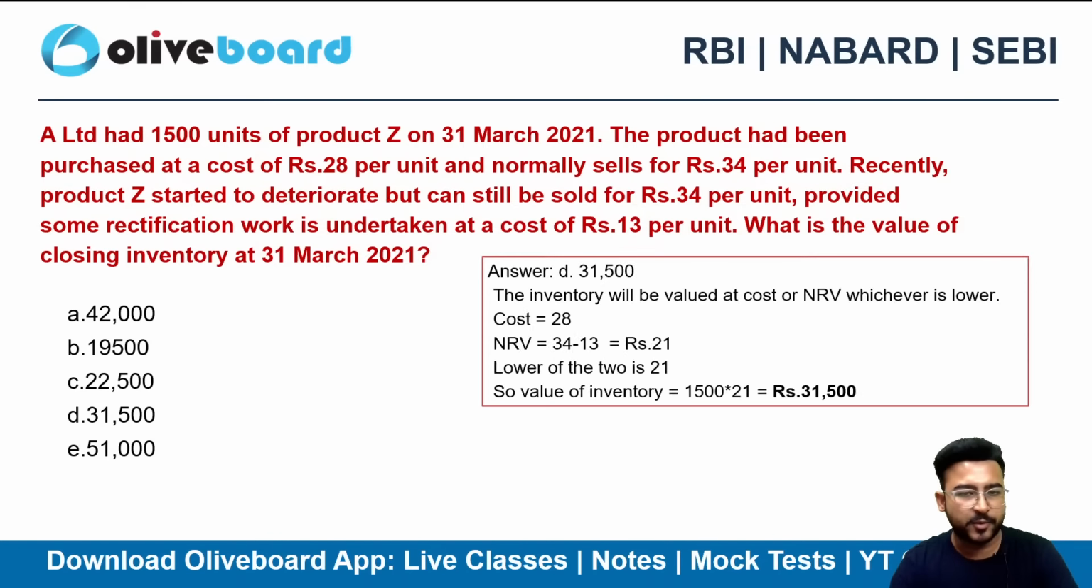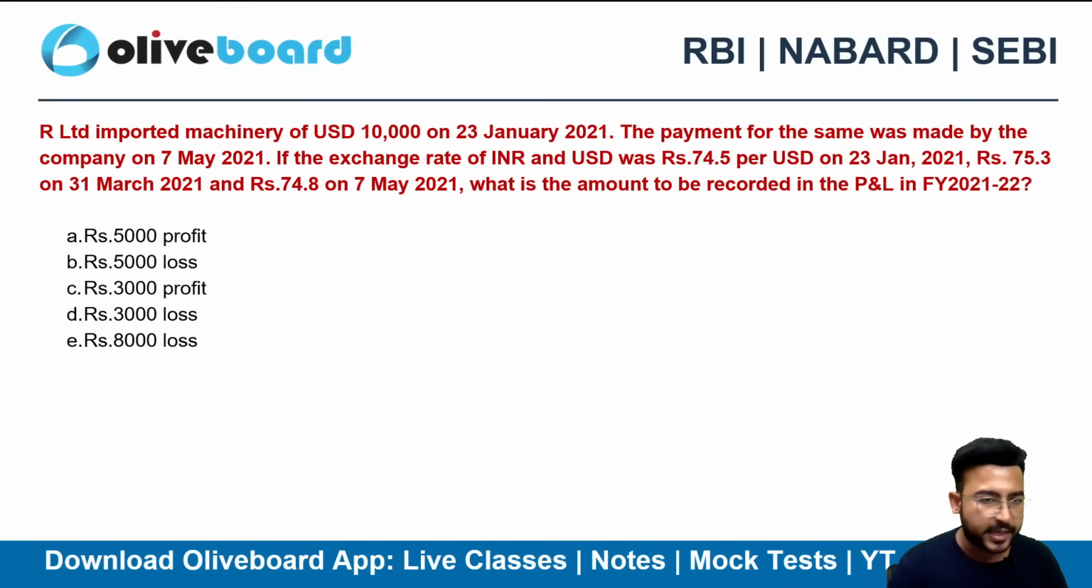The correct choice here will be option D. Option D, 31,500. Right, so the cost is 28 rupee, but the NRV is 34 minus 13, 21. So the lower of cost and NRV is 21. Right, so I'll be valuing my inventory at the lower of cost and NRV, and that's what the main purpose of AS2 is. So 31,500 will be the correct choice here. Next one.